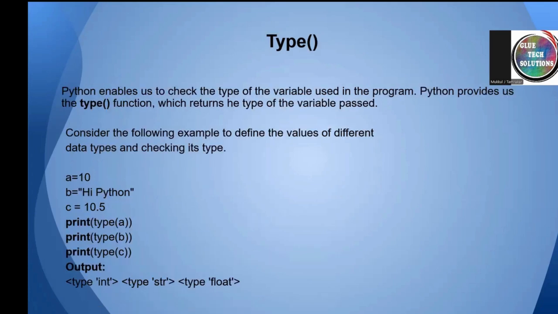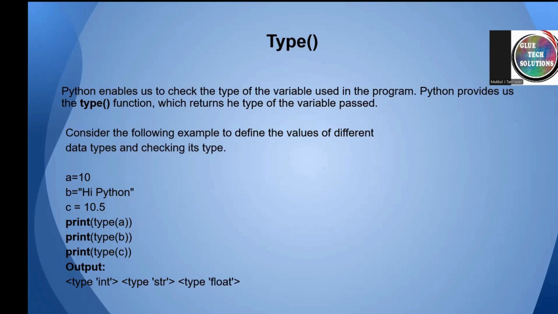Now, there is a very interesting thing called the type function. This is an inbuilt function in Python libraries, and it is used to know the data type of your variable. So if you want to print the data type of your variable, you can use this function. Python enables us to check the type of a variable used in the program, and it provides us the type function, which returns the type of the variable passed.